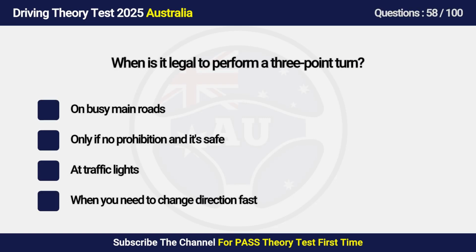Question 58. When is it legal to perform a turn? A. On busy main roads. B. Only if no prohibition and it's safe. C. At traffic lights. D. When you need to change direction fast.